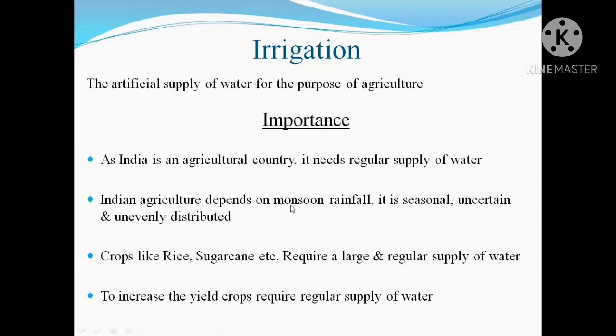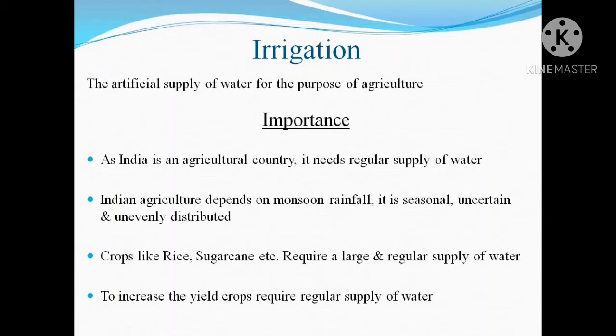But Indian agriculture depends on monsoon rainfall. But these monsoons are seasonal, uncertain, and unevenly distributed. So irrigation is necessary. We don't know when it will rain, when it will not come, or when there will be heavy rainfall. And not all places get rainfall evenly. Crops like rice, sugar cane, etc. require a large and regular supply of water. That's why irrigation is necessary. To increase the yield, crops require a regular supply of water. So irrigation is important.